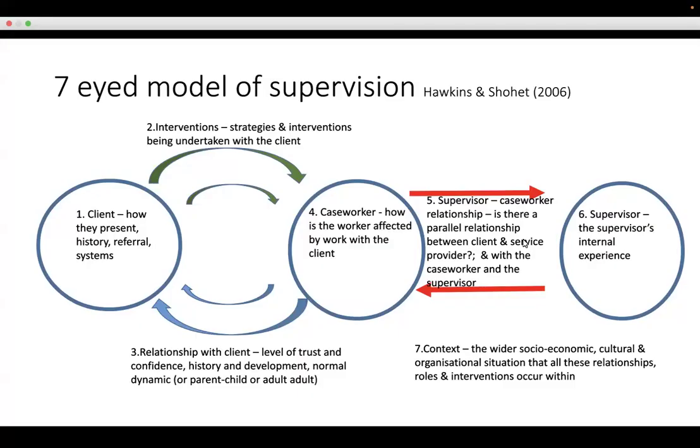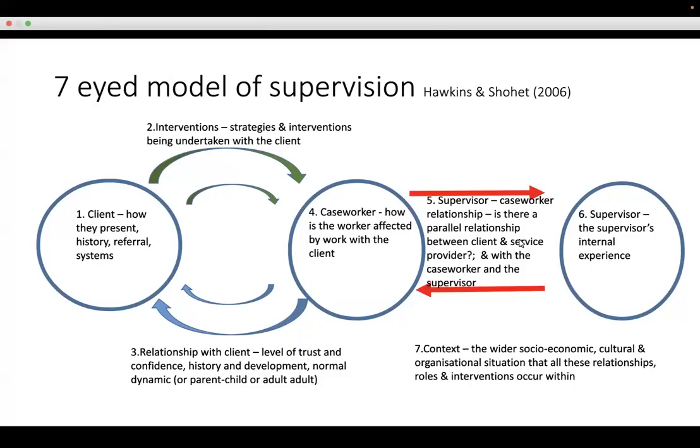Again, it's about you as a supervisor. How are you feeling about the process? What is it that you are learning? And what kinds of emotions are you having while having a meeting with the supervisee, sorry.